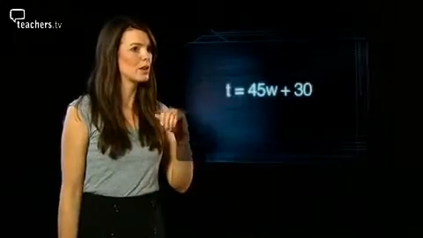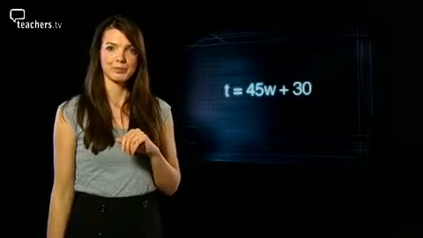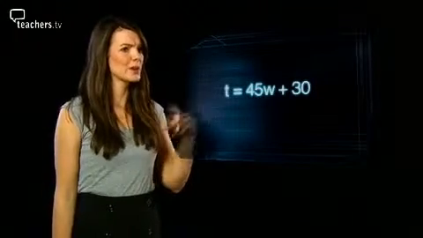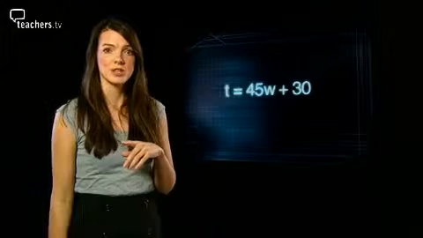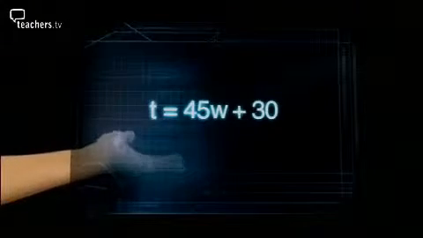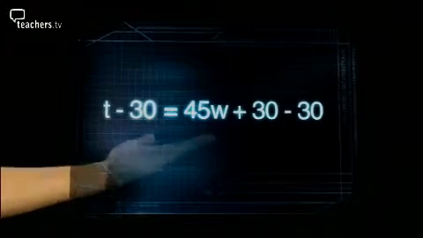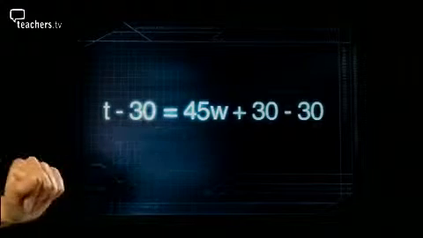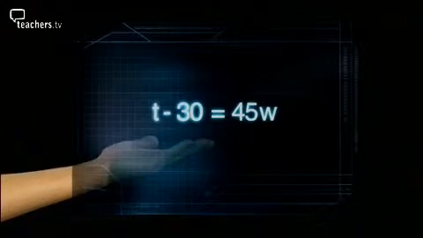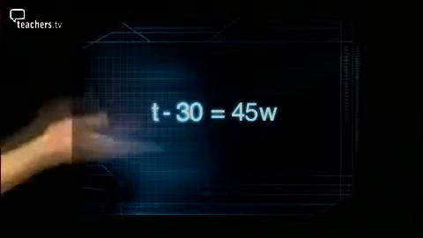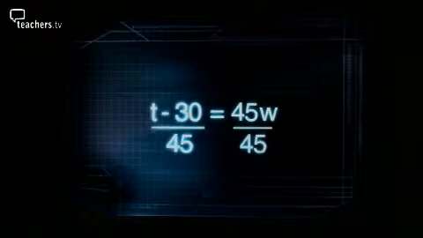And we can get that by rearranging our original formula, T equals 45W plus 30. So let's follow exactly the same steps as we just did. So subtract 30 from both sides and simplify. That gives us T minus 30 equals 45W. And divide by 45 to get W by itself.